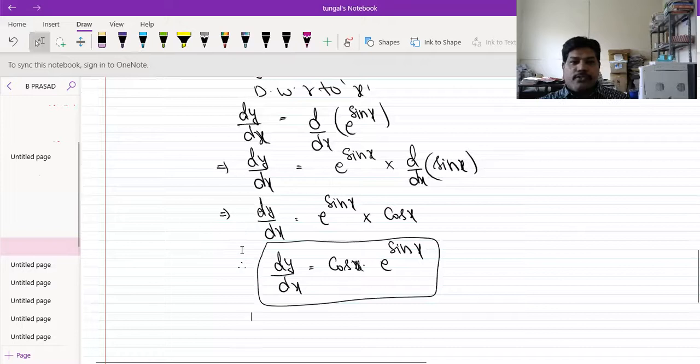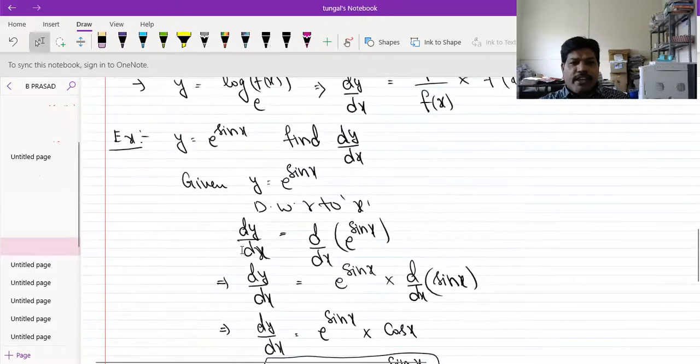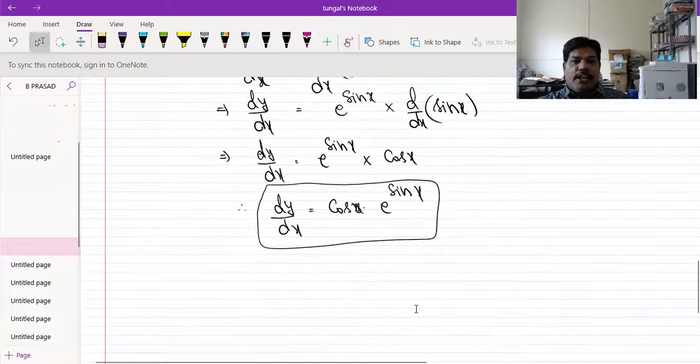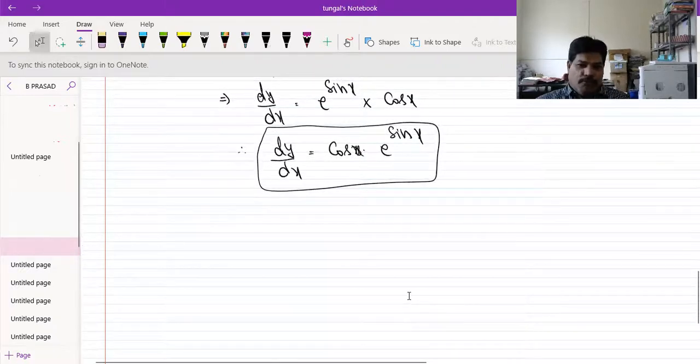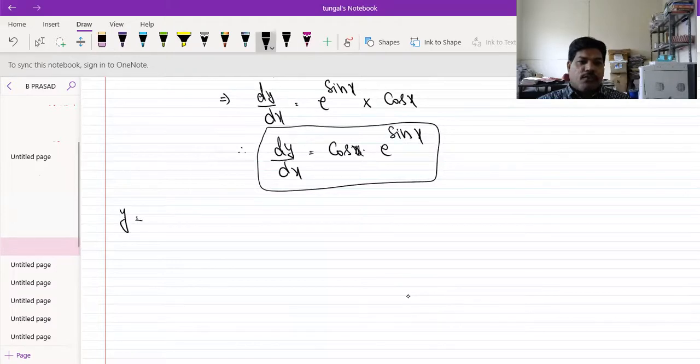Is everything understood, students? See that question: y is equal to e power sin x. How to calculate the dy by dx value? You can just take it and differentiate the function e power f of x. Similarly, I will take y is equal to log of sin x.